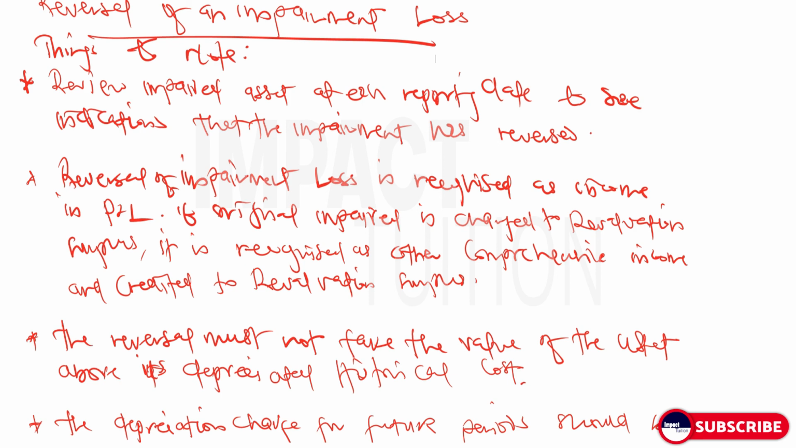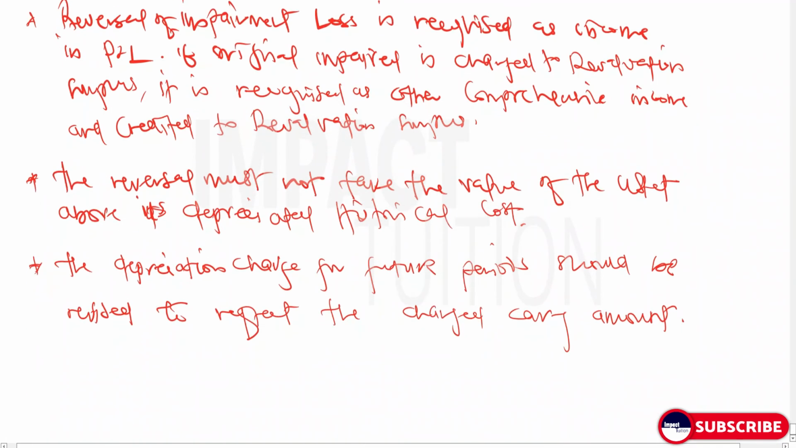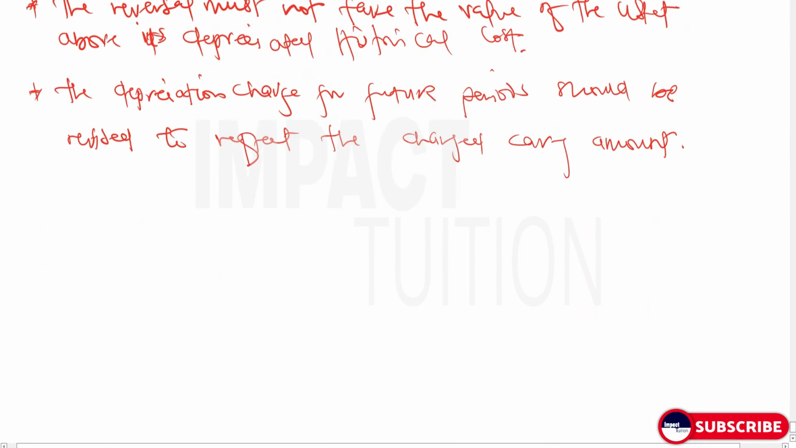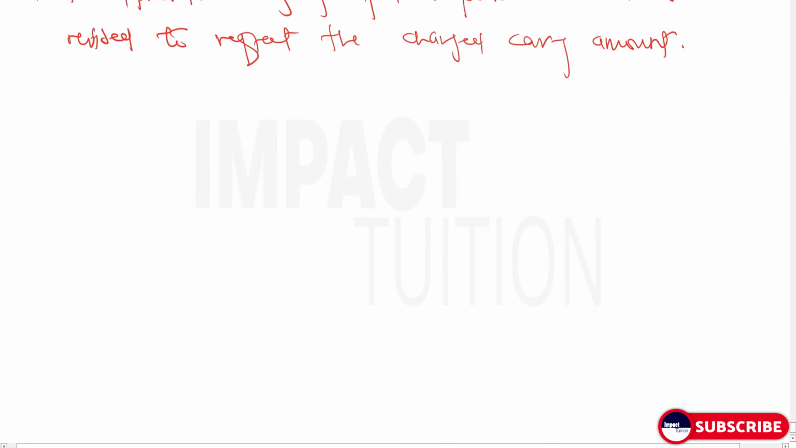Indicators of impairment reversal. I think this will be the last thing we'll look at, and then we bring our discussion to a close. Impairment of cash generating units will be in a separate video. Indicators of impairment reversal.